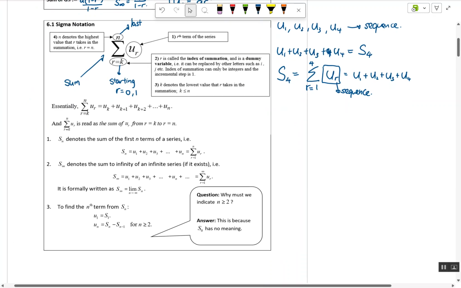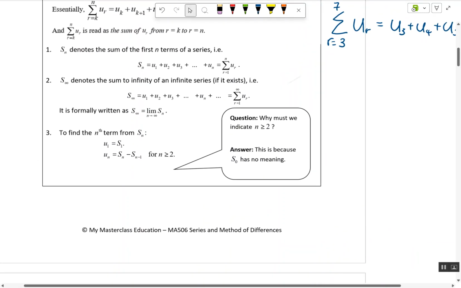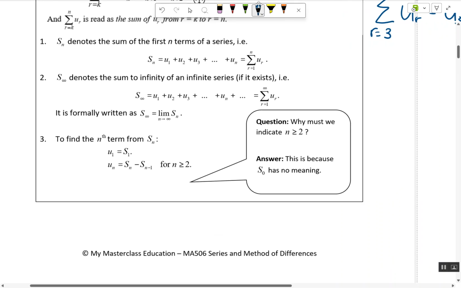So essentially, if you know how to read it in terms of k and n, it means this way. It also just means that if I want to sum from r equals 3 to, let's say, 7 of Ur, it means U3 plus U4, plus U5 plus U6 plus U7. Now, r will always increase by 1. The increment is always by 1. That's all.